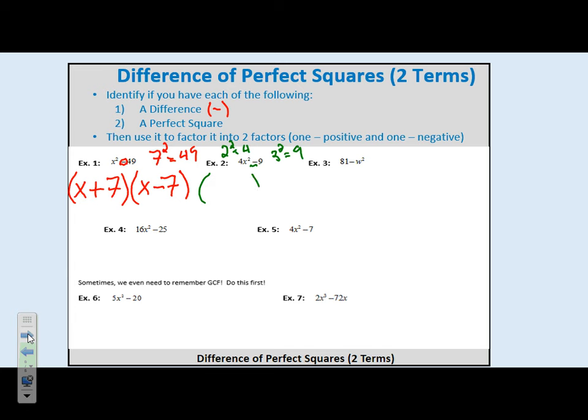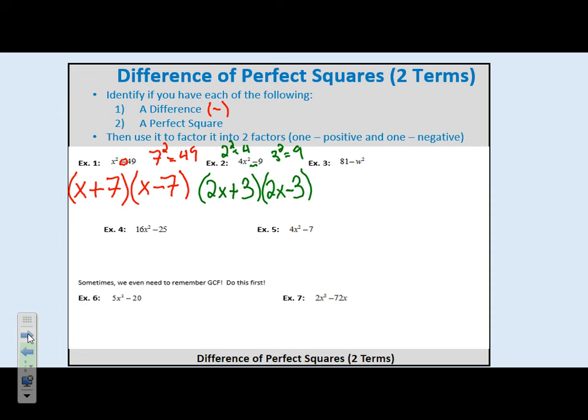We're going to set up our 2. But now instead of just writing x, we have to write 2x, because 2 is the perfect square of 4. One still plus, one still minus, and then the perfect square of 9 is 3. So we're going to plug that in there. And now that one's all done.